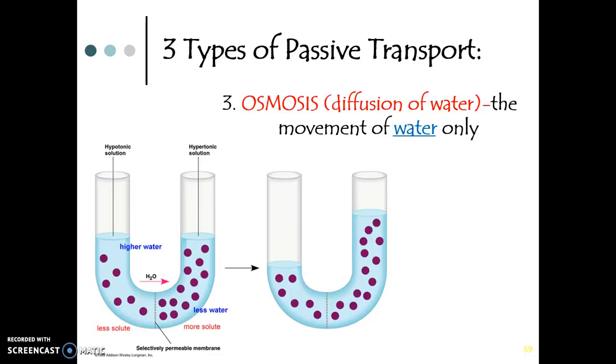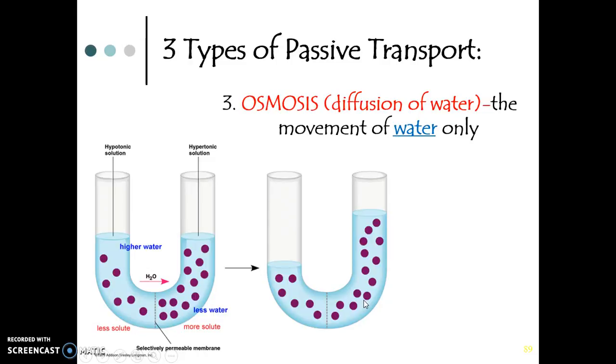So what's going to happen is the water is going to move. So you see here we have equal levels of water, but on the other side, since the solute couldn't move, those particles couldn't move, the water moved. Okay? The water moved over, and so now the concentrations are equal. Okay? Equal amounts of water per molecule. Okay? So this is the movement of water only.